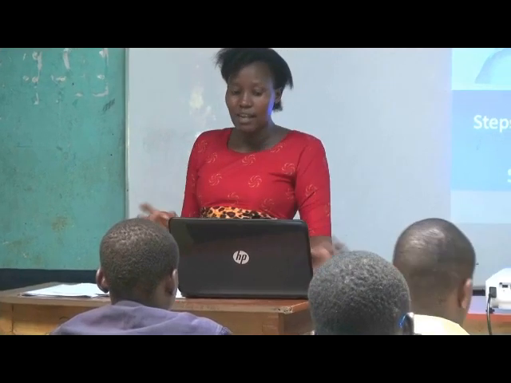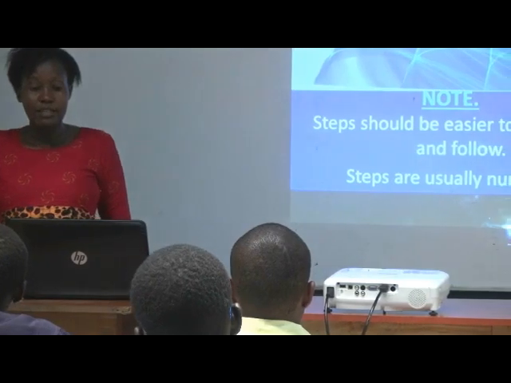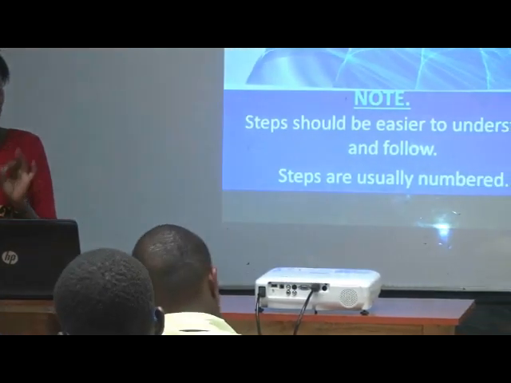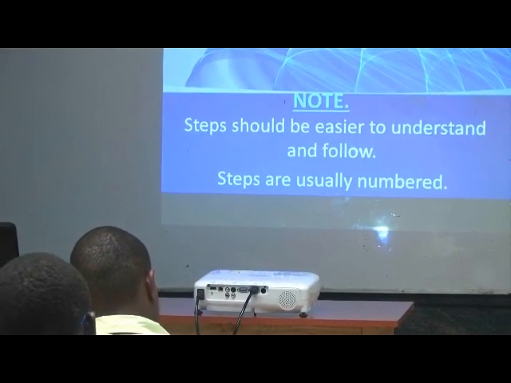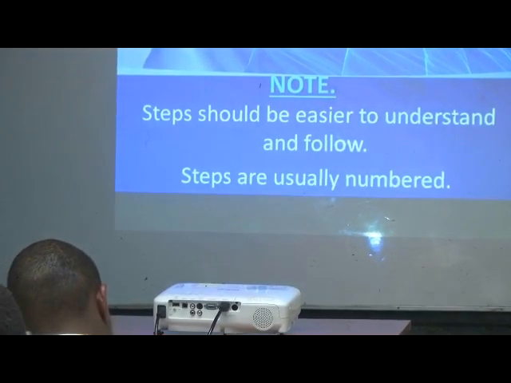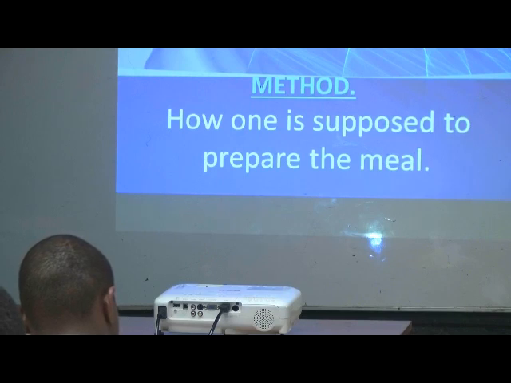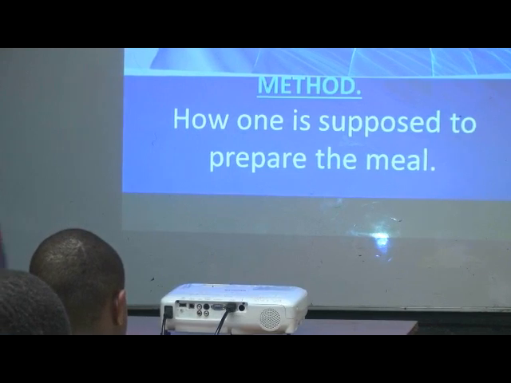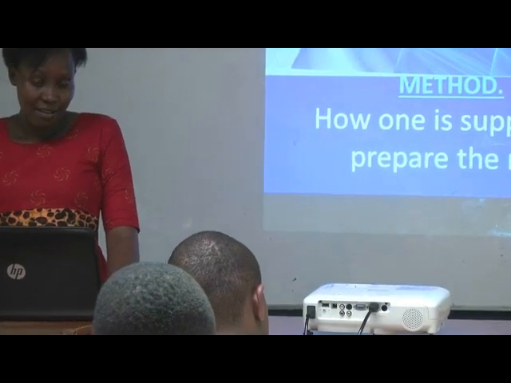After the list of ingredients, before we go to another aspect, the steps that you give should be easy to understand and follow. Are you together? Yes. Which steps are these? The steps for preparing. That is the method. How one is supposed to prepare the meal. So what follows in the format is the method. And it should be numbered. The method should be numbered.